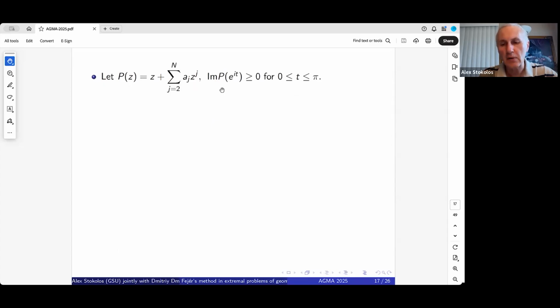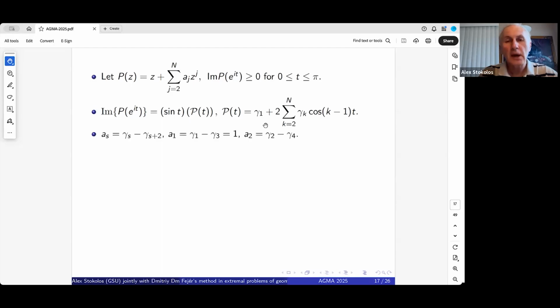So we switch to the upper half plane, and we know that the image is positive. The trigonometric polynomial is negative, then we factor out one sign, and what's left is cosine. So it looks like the problem for cosine, however, the normalization is different, and it's a different problem. And there is a nice relation between A's and gammas. And so A's are initial polynomials, gammas are for these intermediate cosine polynomials. And because it's non-negative, we can write it in this form.